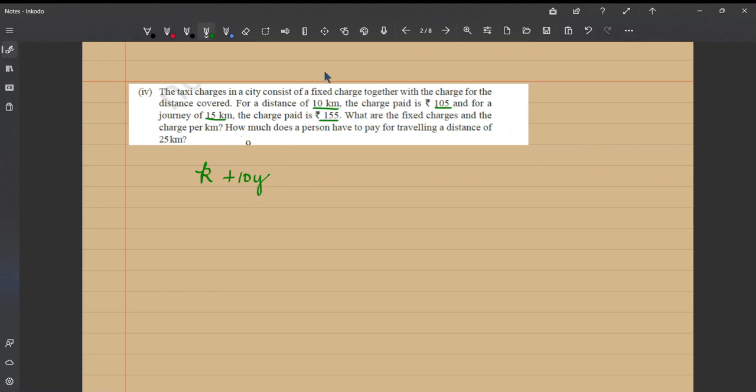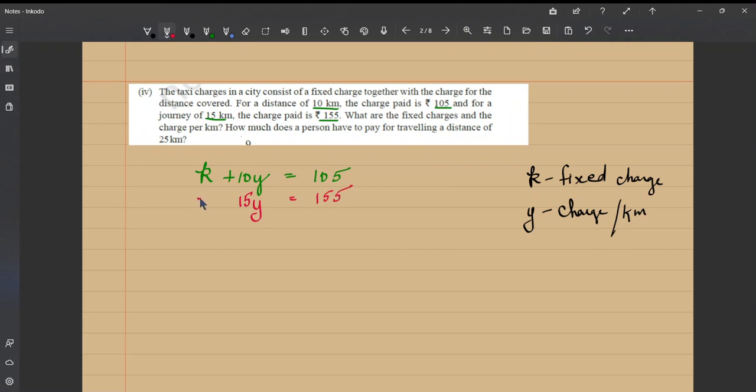So let me define it clearly here. K, we are assuming it as the fixed charge. This is the variable used for the fixed charge. And y would be the variable which is used for the charge for 1 kilometer. So K plus 10y is given to be 105, right? It's rupees 105. Now the second information, 15 kilometers you pay 155. So if you travel 15 kilometers, that is 15 into y, you pay 155.